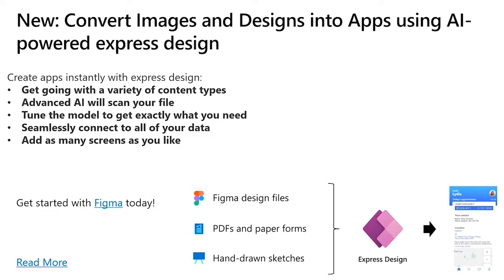Also new is the ability to convert images and designs into apps using AI-powered Express Design. So we're announcing the preview of Express Design in Power Apps, the ability to instantly generate low-code apps directly from design files and images. So in just a few clicks, customers can create web and mobile apps from a broad range of inputs, such as just paper forms or PDFs or sketches on a whiteboard. And you can also even use professionally designed assets in Figma. Express Design adds to many ways in which Power Platform is applying advanced AI to assist more people in driving innovation for their teams in business.